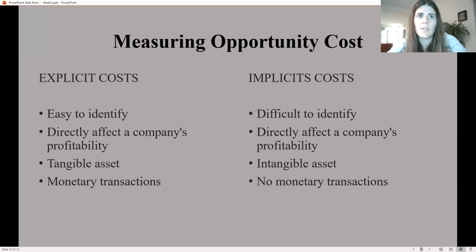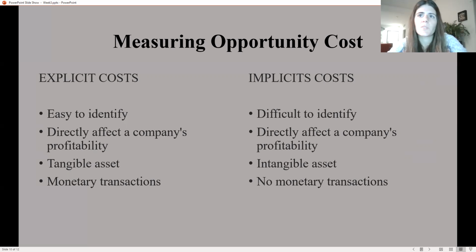For example, if the company leases an office, it has to pay the rent every month. So it's an explicit cost because you have a monetary transaction. It's a tangible thing you can see in the accountant. So it's an explicit cost.